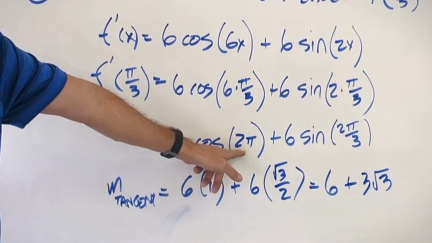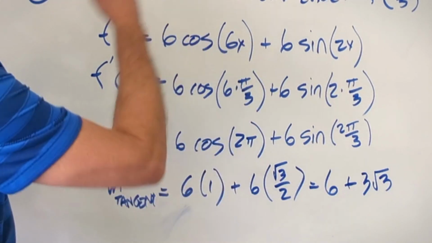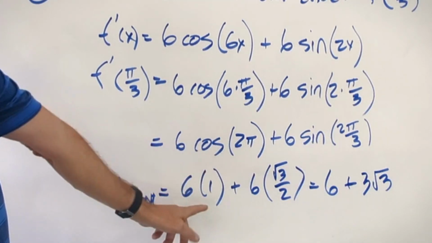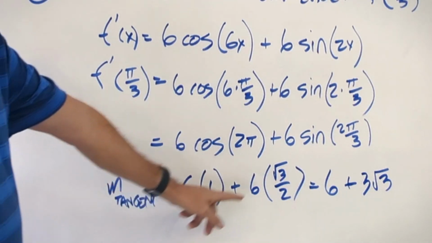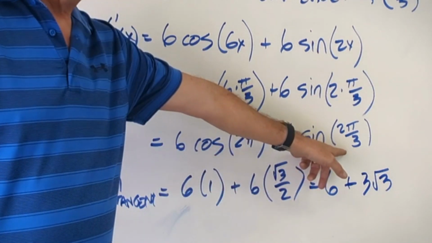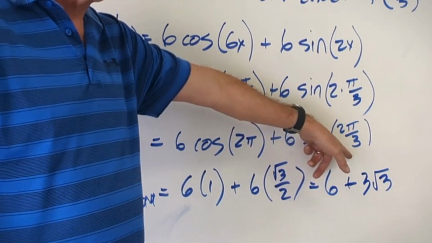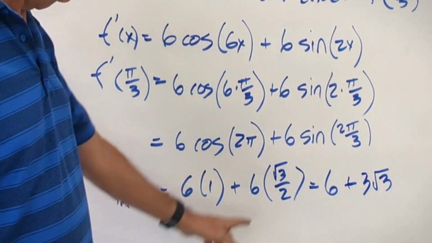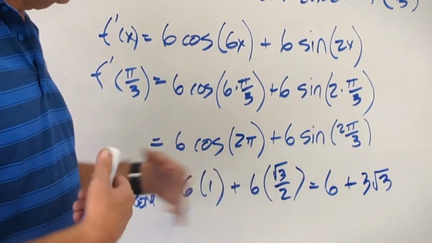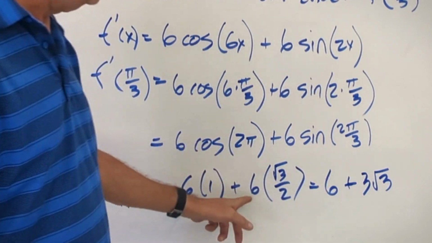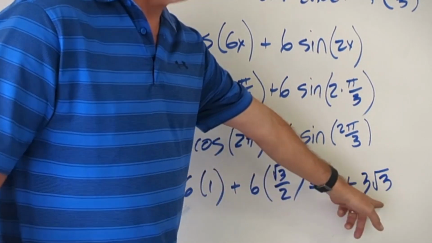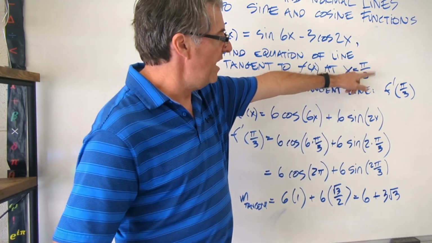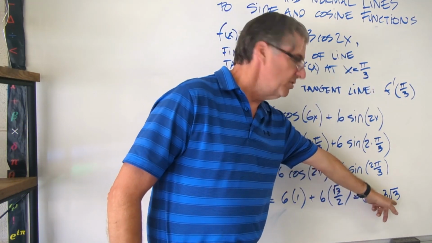So cosine of 2 pi is 1. We've come all the way around the unit circle. We're back at the start, and cosine is the x value, and cosine is 1. So we have 6 times 1 there, and then sine of 2 pi over 3, that's that same point we were looking at the cosine for. So if you recall from that board, sine of 2 pi over 3 is √3 over 2. So now we have 6 times √3 over 2. So this resolves down, that becomes 6, and 6 times √3 over 2 is just 3√3. So the slope of our tangent line where x equals pi over 3 is 6 plus 3√3.